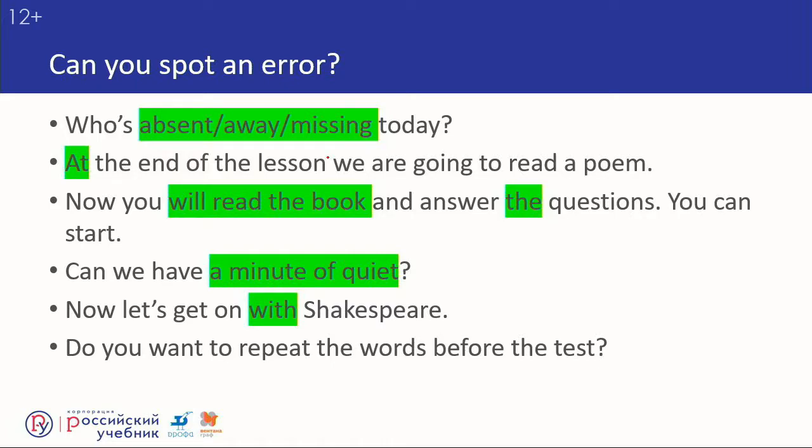And get on with something means to start something, right? Let's get on with Shakespeare, right? When you start reading Shakespeare or discussing Shakespeare. And the last thing in here is repeating. It is a mechanical action, like repeat, repeat, repeat, repeat. Now I'm repeating the word repeat, right? So you repeat this very word.